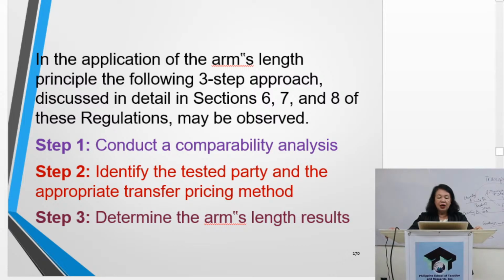So, ano tong mga steps? Step 1, conduct a comparability analysis. So, you really have to compare. At ano yung i-compare mo dito sa step 1? The independent party transactions and the related party transactions. Step 2, identify the tested party and the appropriate transfer pricing method. So, sino ba yung tested party mo at ano ba yung dapat na gamitin niya na transfer pricing method when it compares, no, the transactions. And then step 3, determine the arm's length results. Ano yung arm's length results? Yun yung tama na pricing, no? Yun yung pricing ng independent party.